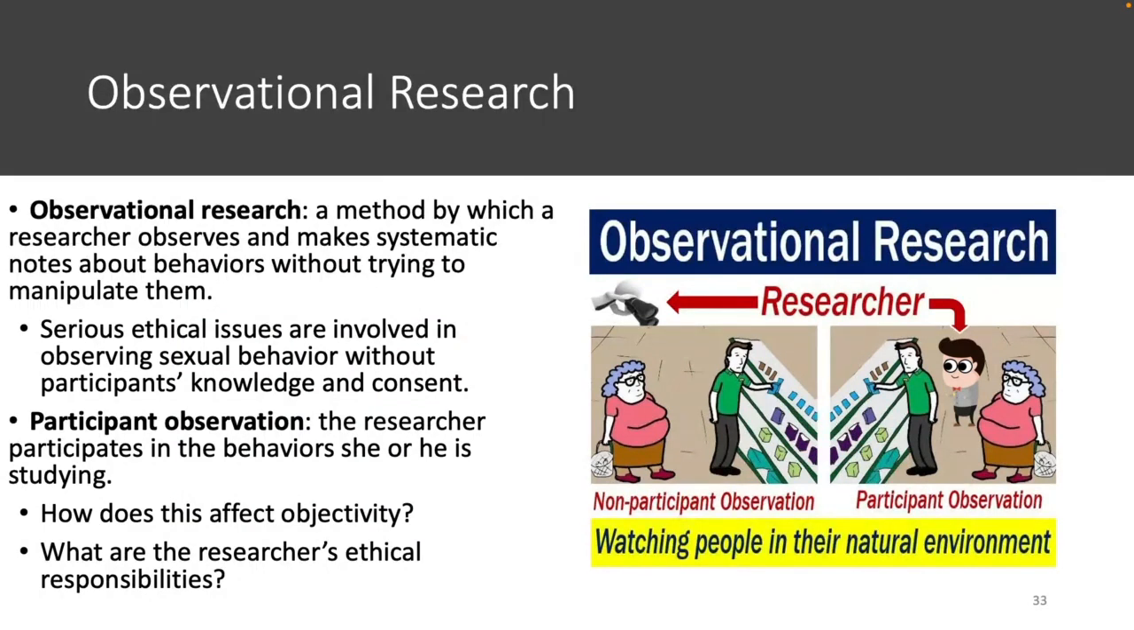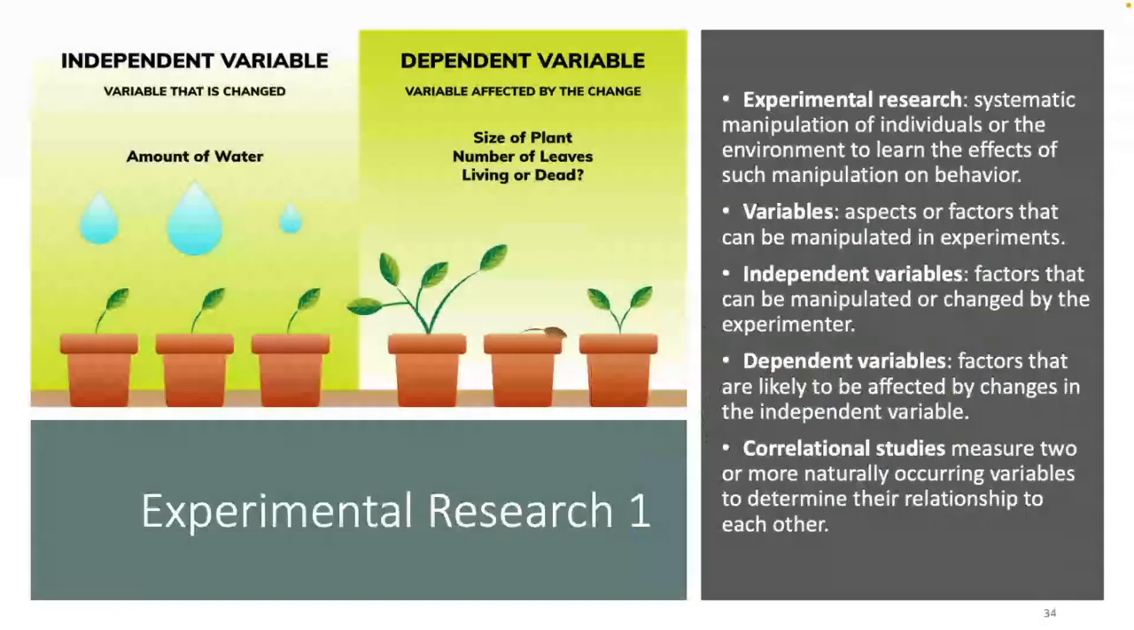And so it tends to be very difficult. Experimental research is when there is an experiment and you have variables, independent variables, dependent variables. In this example, I just wanted to show the difference between an independent variable and a dependent variable. An independent variable is what you are changing. In this example, they're changing the amount of water they're giving the plant. So the independent variable is what you are going to change to see what the impact is. The dependent variable is the variable that's going to be affected by the change.